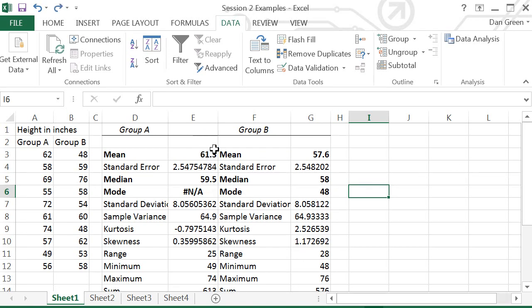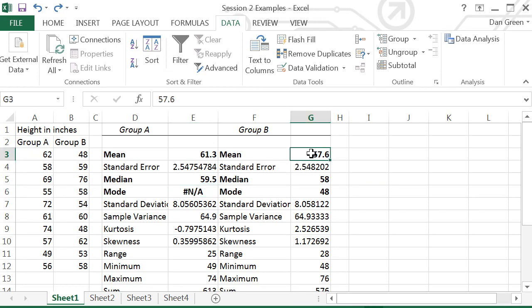Here, the mean for group A is 61.3 and the median's 59.5. Oh, those are fairly far apart, a couple units apart. So that means this distribution's skewed. Also notice for mode here, it says not applicable. That means there is no mode. If you look over this data, there's no repeated values, so no mode.